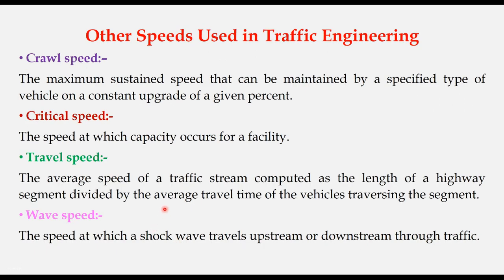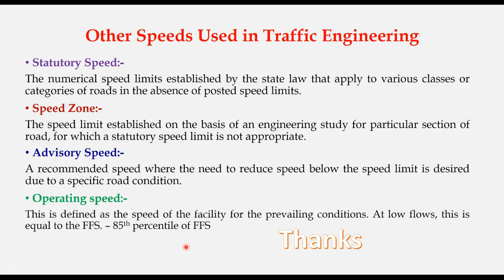Now, other speeds which are also used in traffic engineering but not so common: the crawl speed, that is the maximum sustained speed that can be maintained by a specified type of vehicle on a constant upgrade of a given percent. The critical speed at which the capacity occurs for a facility. Travel speed is the average speed of the traffic stream computed as the length of the highway divided by the average travel time of the vehicles traversing the segment. Wave speed is the speed at which a shock wave travels upstream or downstream through traffic.